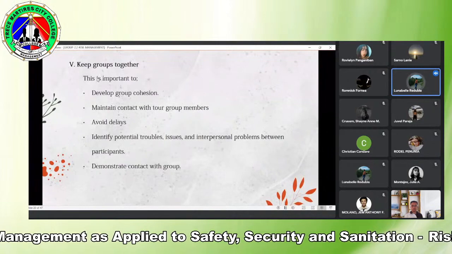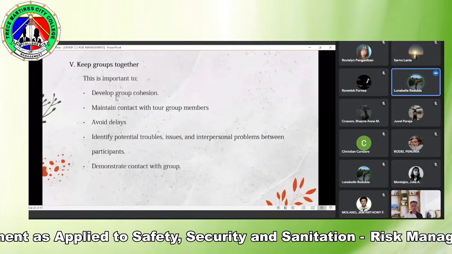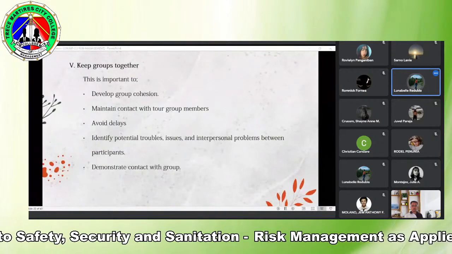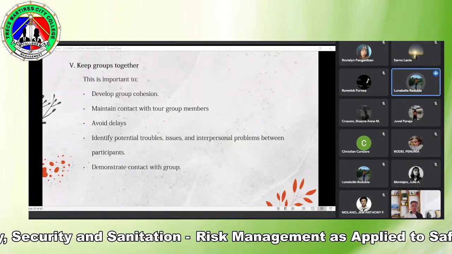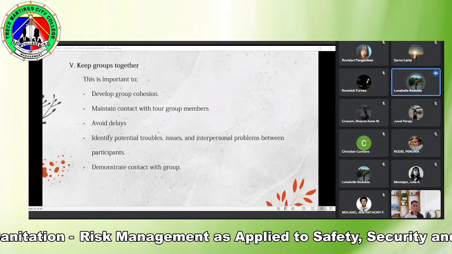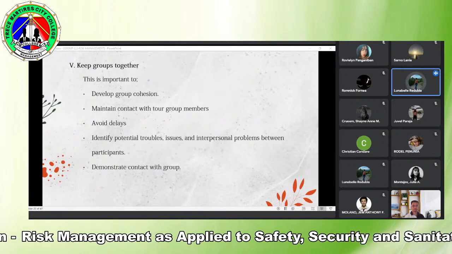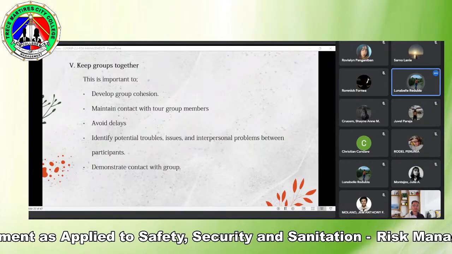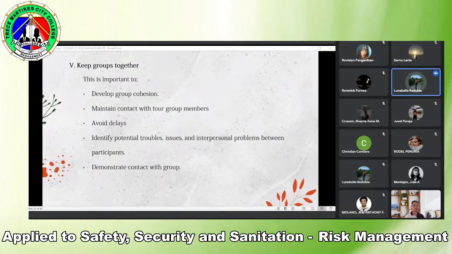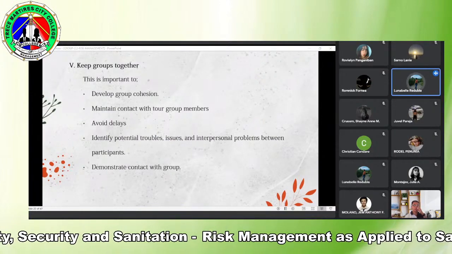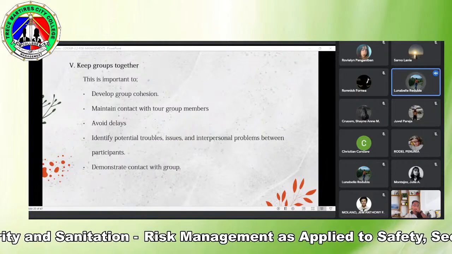Keep groups together. This is important to develop group cohesion. Creating a stronger sense of commitment to goals, which motivates higher individual efforts. And for performance, group cohesion allows a group to work together through a conflict and emerge as a stronger group.